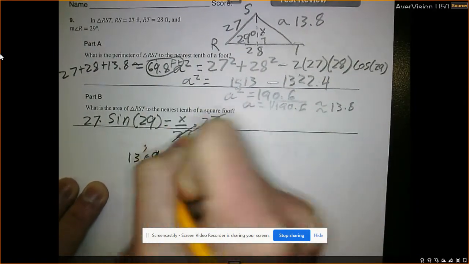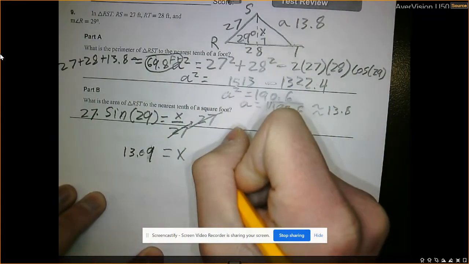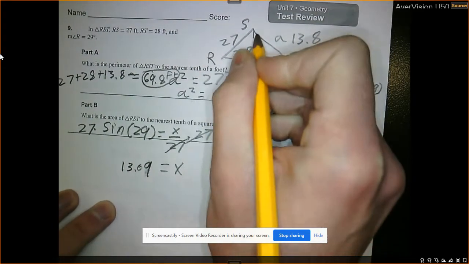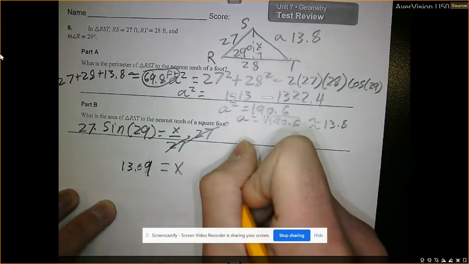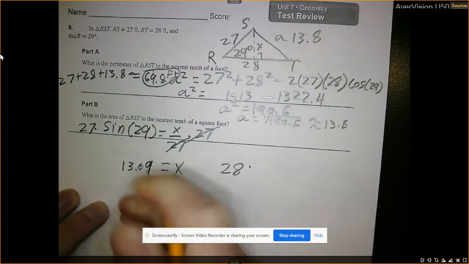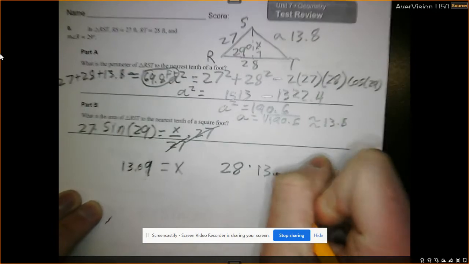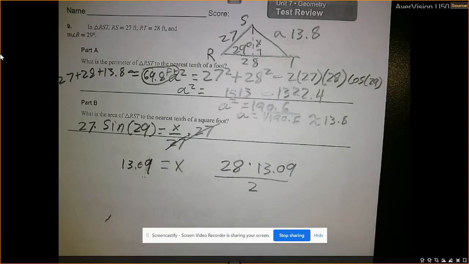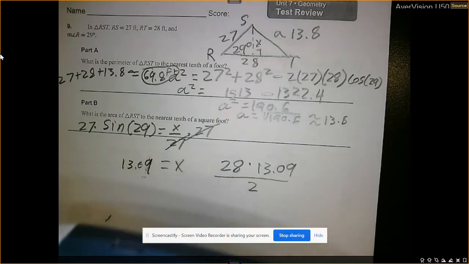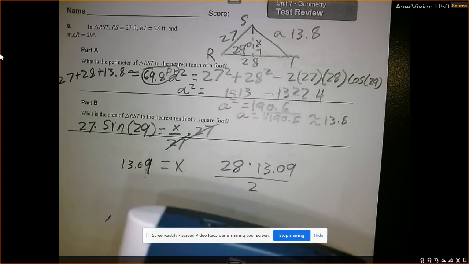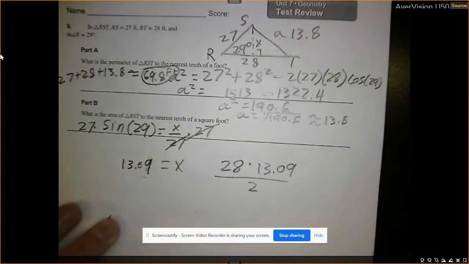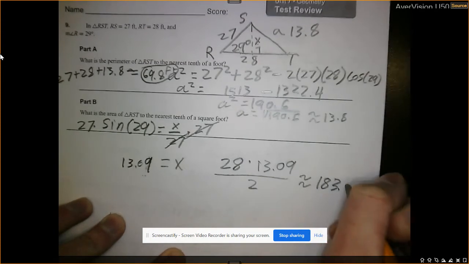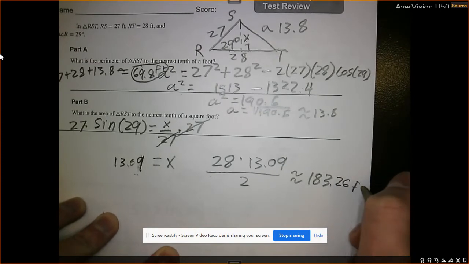That's your height. Now that you have your height, you can find your area by doing base times height divided by 2. Base is always going to be what is perpendicular to the height that we dropped down. Well, we dropped our altitude down perpendicular to 28, so 28 is our base. We found that altitude or height to be 13.09, and then divide it by 2. That is going to be your final answer. 28 times 13.09, enter, divide that by 2, 183.26 feet. And we're talking area, so that's feet squared, square feet.